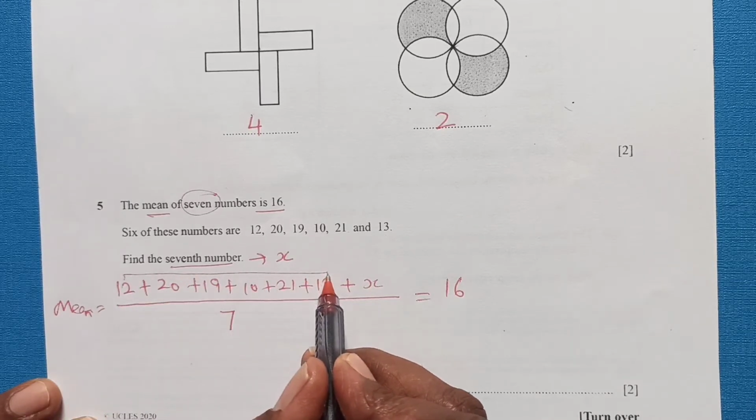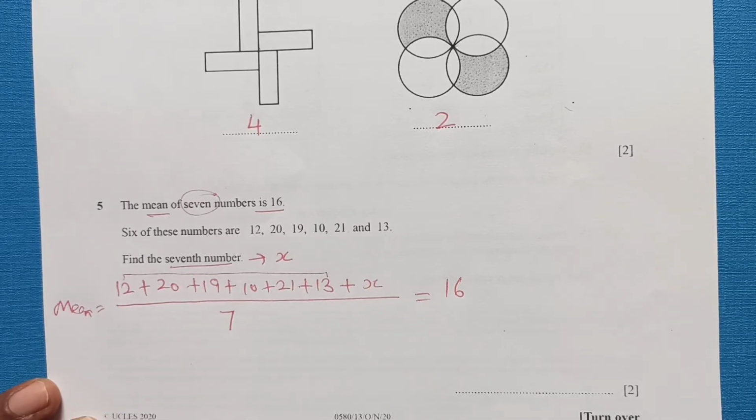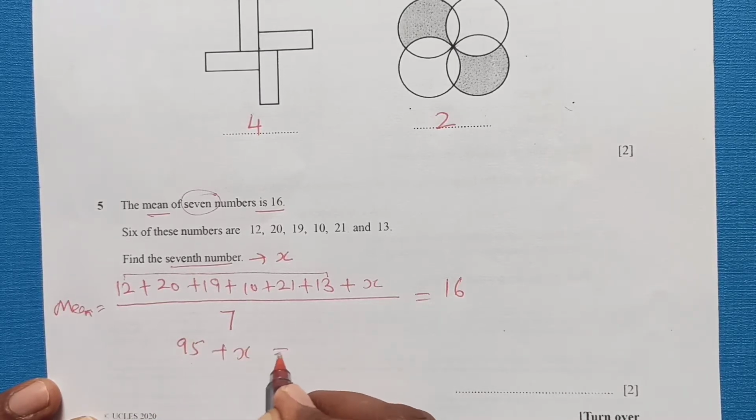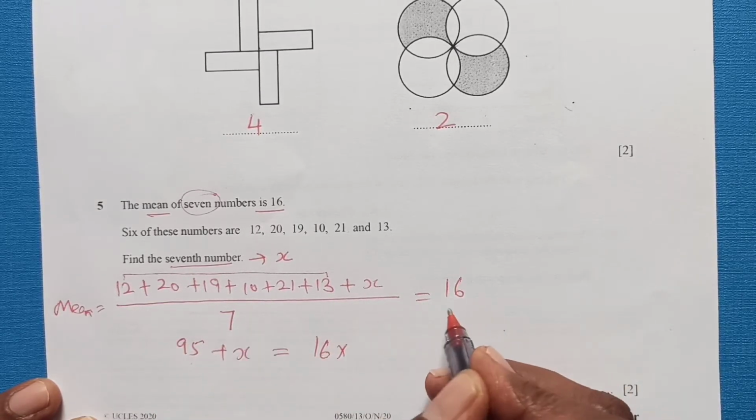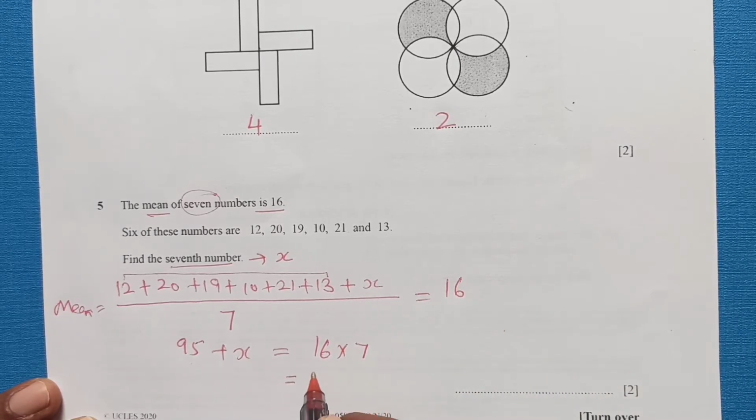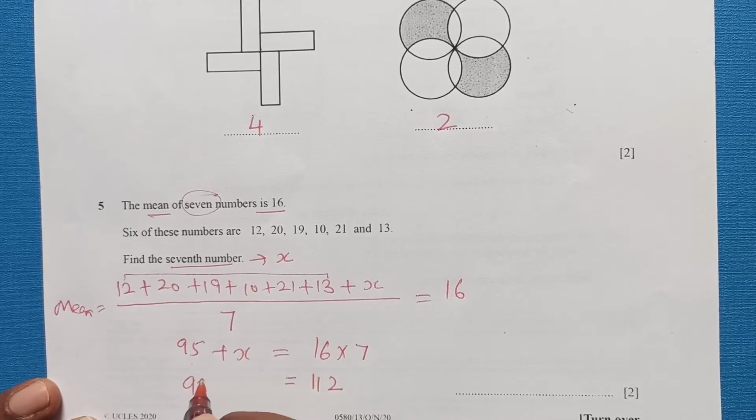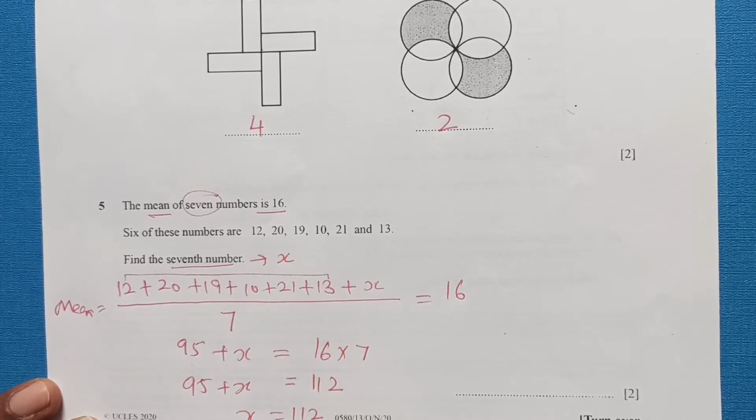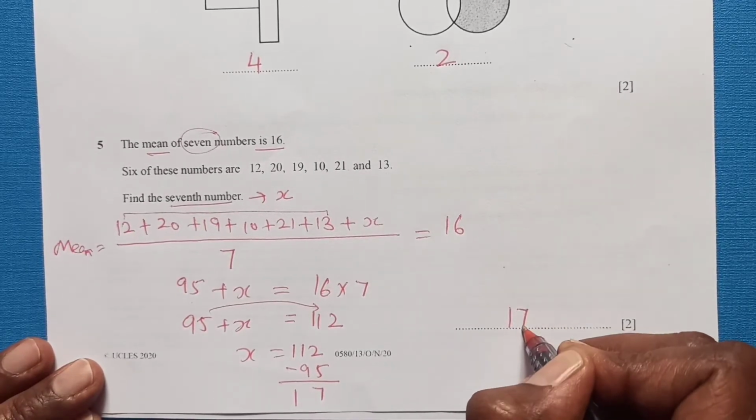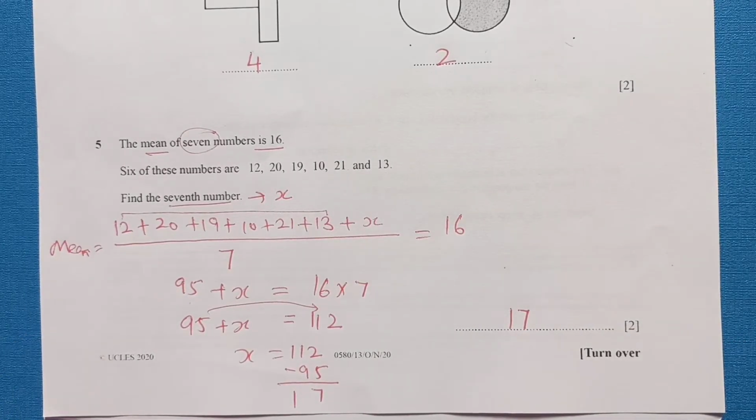When you add all these, you are going to get 95 plus x, and 16 times 7 will go to the other side. So 16 times 7 is 112. 95 plus x equals 112, so x will be 112 minus 95. This 95 you shift to the other side, and we get 17 here. So the final answer will be 17, right?